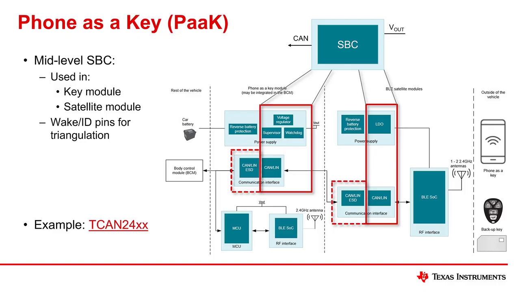Not only is there a technical benefit, but a practical one as well. Since the wake and ID pins can be connected to battery, ground, or left floating, multiple ECUs with the same design can be used in a phone as a key system. The wake and ID pins can be pulled out of the harness, allowing the same design to be configured with different physical IDs at the assembly level instead of having to design multiple ECUs.